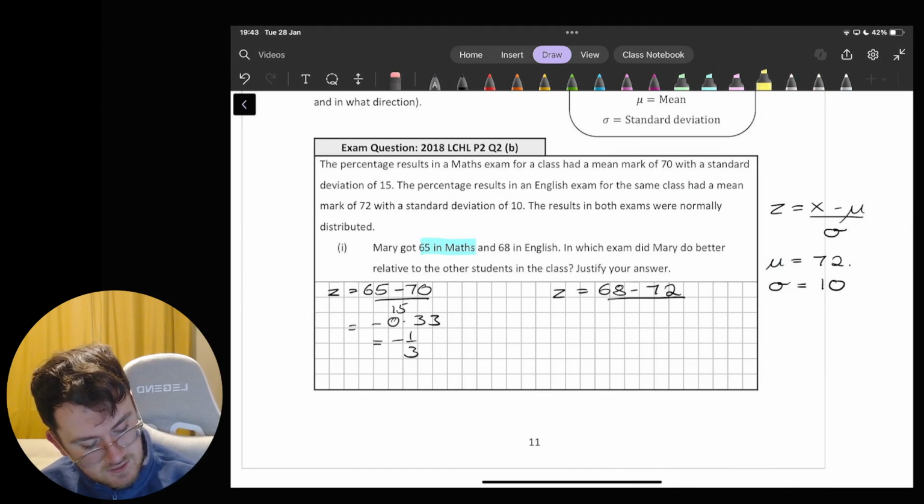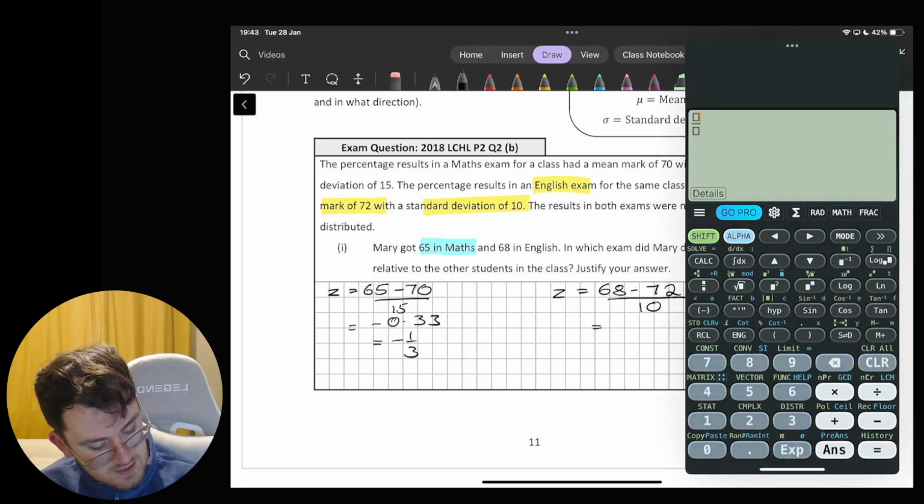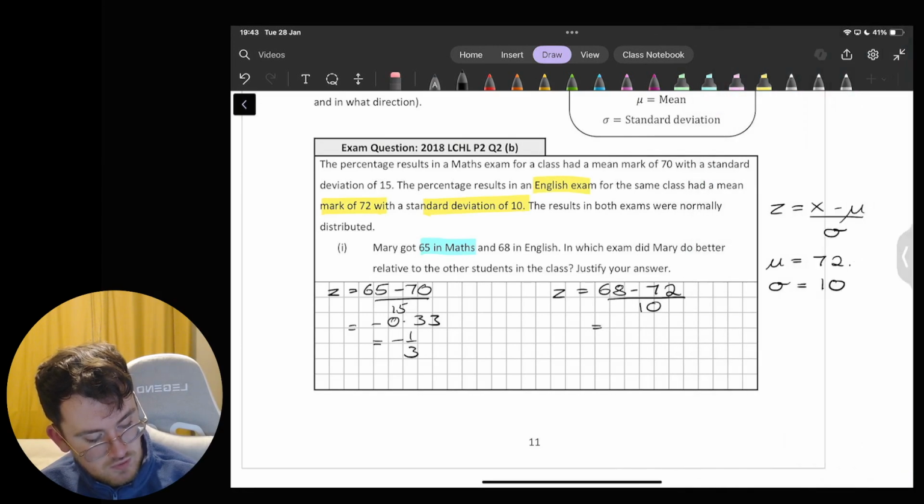Okay, let's highlight for the next one. English exam. Mean of 72. Standard deviation of 10. Let's fill them in. So 72, 10. And that's going to give me 68 minus 72 over 10, minus 0.4.